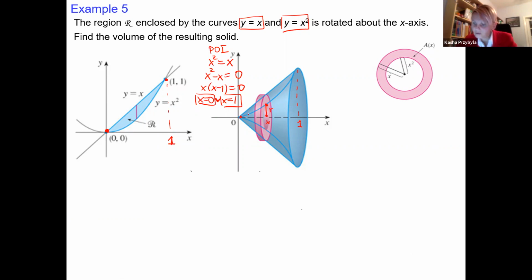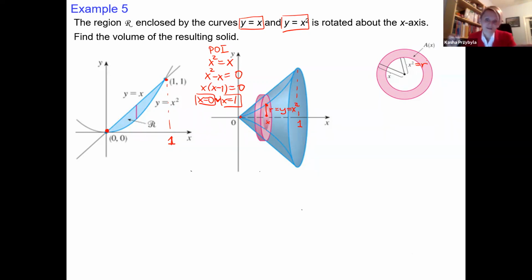And the inner radius, what function is touching the inner radius? Is it the line or the parabola? It's x squared, the parabola. The vertical distance is named y because it's the distance from 0 up to the curve. This is y, but it's x squared. That's the reason we call the inner radius x squared.